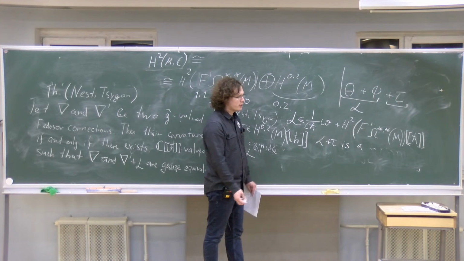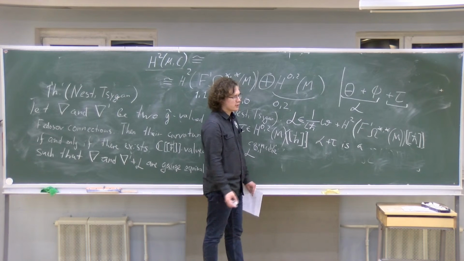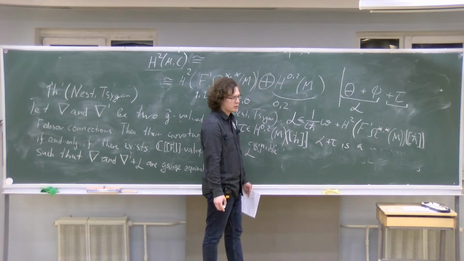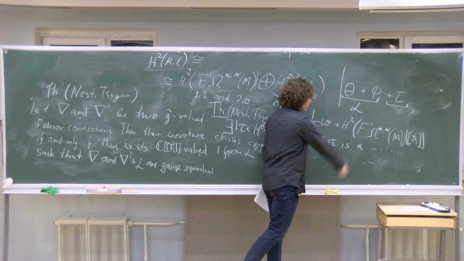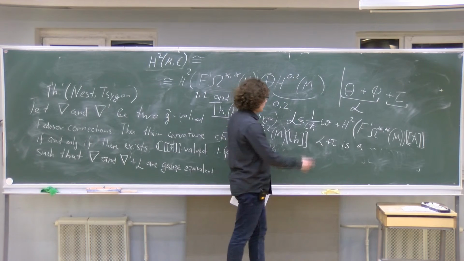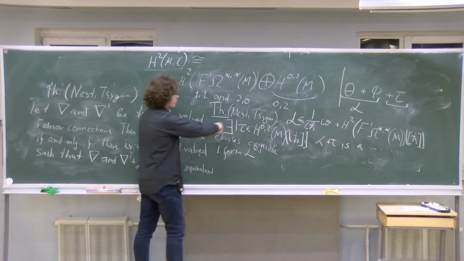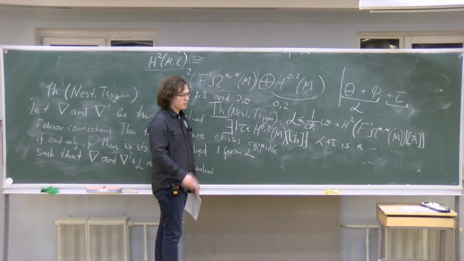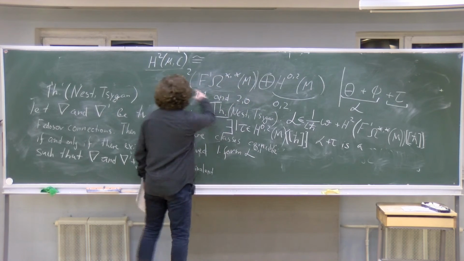Would it be correct if I call the curvature class the characteristic class, or is it not the same? Sorry? If I write here a characteristic class of... What class?